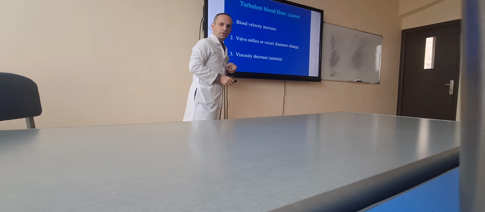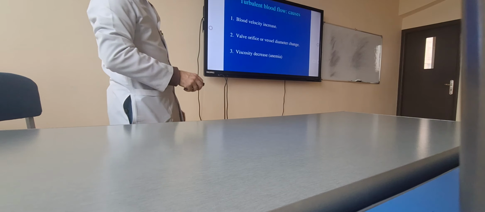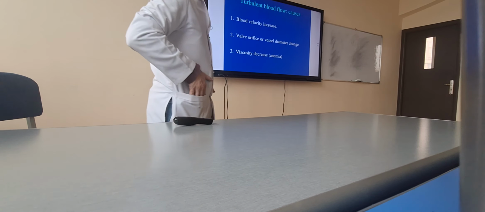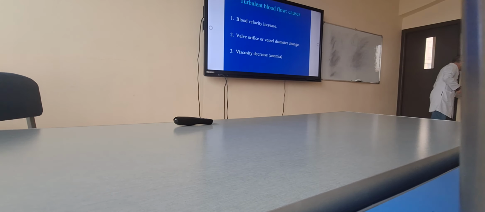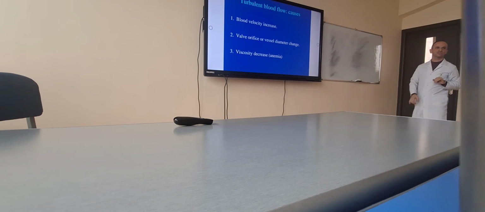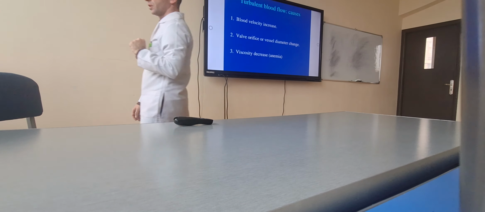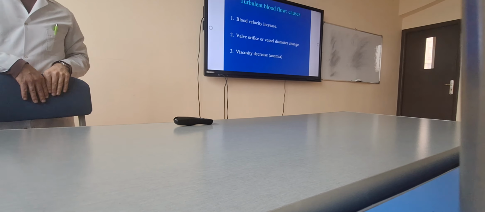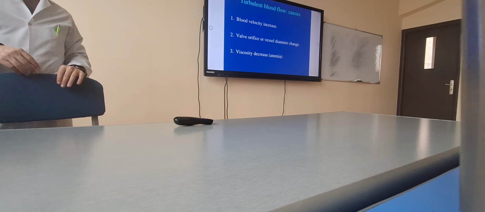Look, murmurs appear if we have these 3 conditions: blood velocity increase, changing blood diameter of a vessel or valve orifice. In other words, if blood is flowing from large parts into a narrower part, or from a narrower part into a larger part.